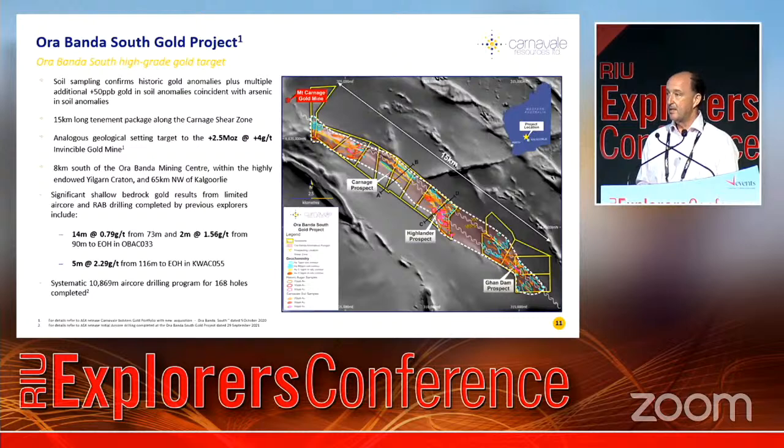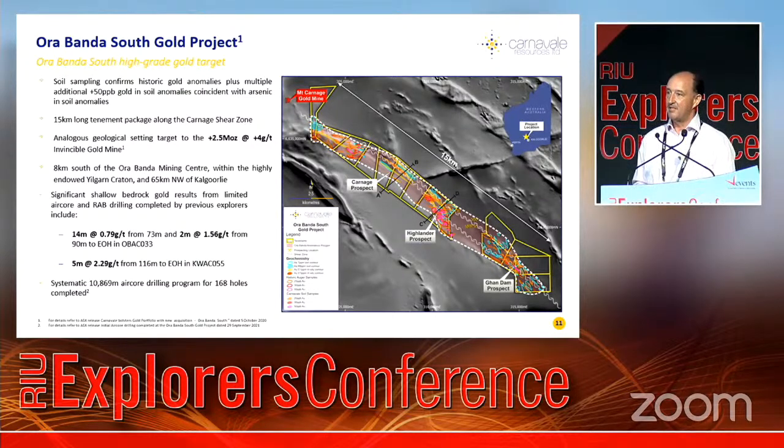So our second project, Ora Banda, this is another pretty new style in the Ora Banda district. Our thesis here is to look for an Invincible style deposit in sedimentary basins. The zone is 15 kilometres long and contains the Carnage Shear, which separates the Grey Flag, the Black Flag groups from the Coralline conglomerates. And we've done soil sampling, we've reviewed the historic data, and that gave us the confidence that the Carnage Shear was fertile for gold in these sedimentary basins.